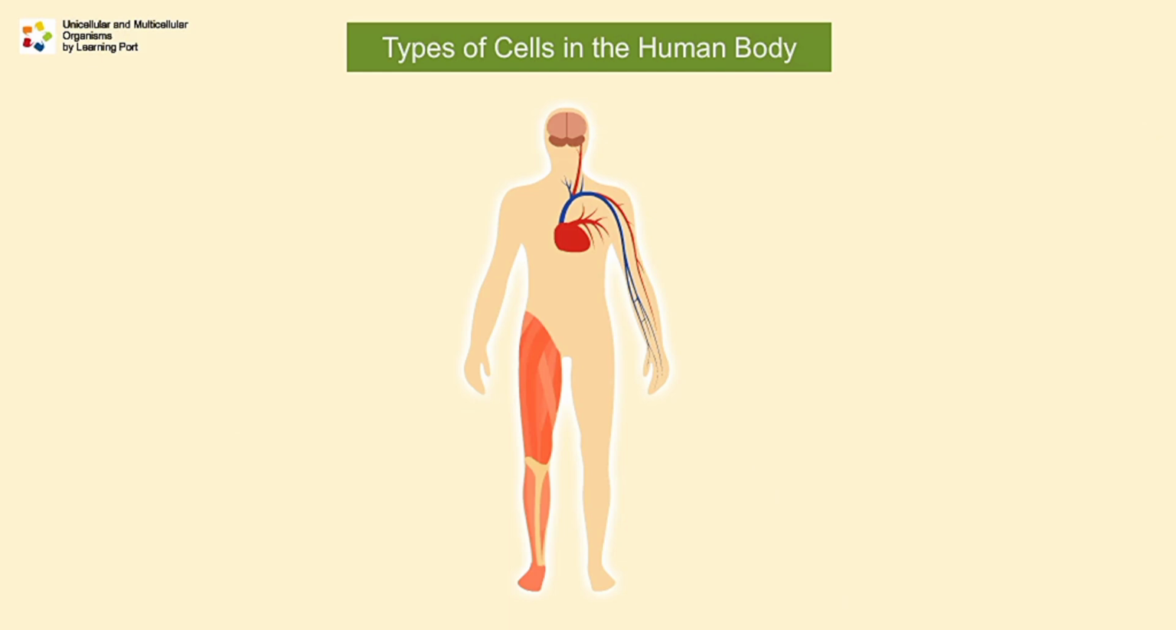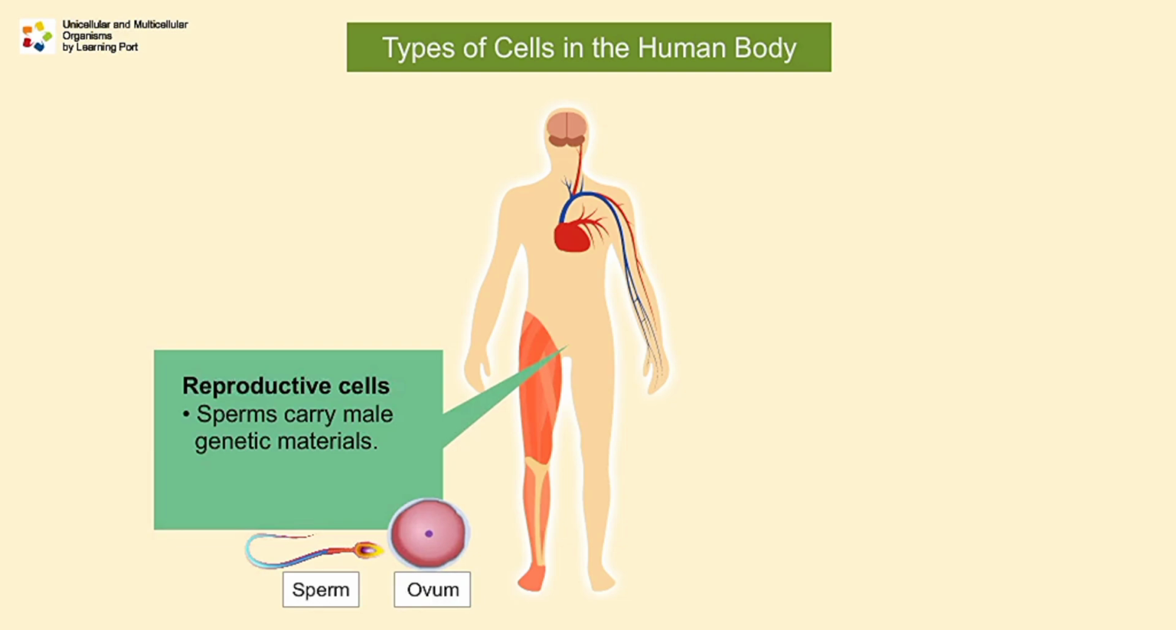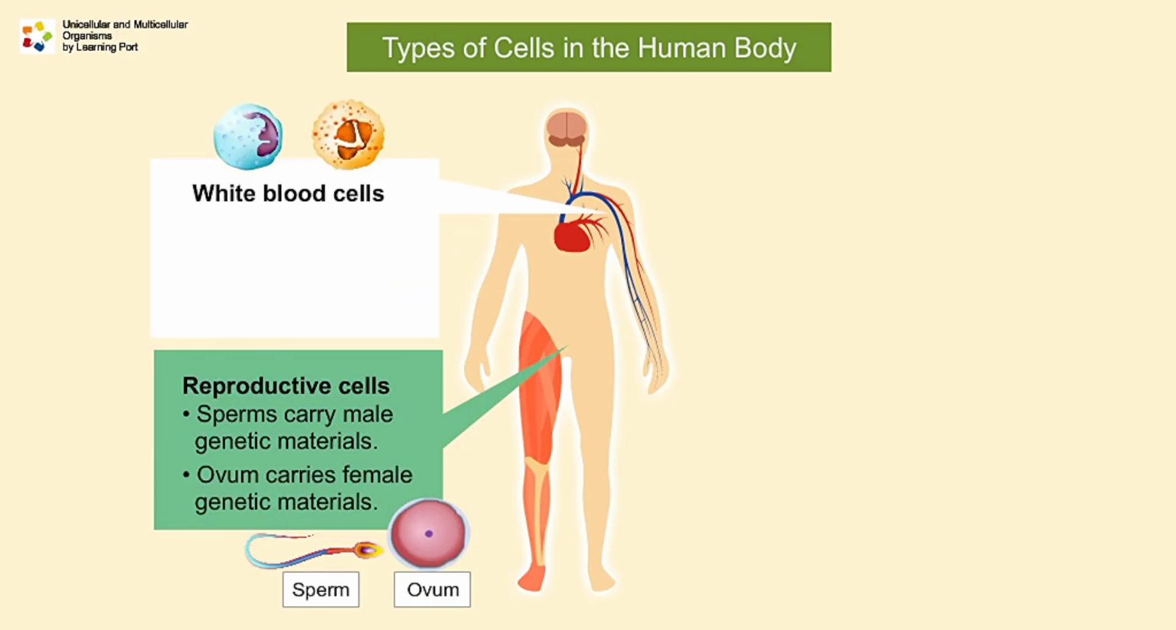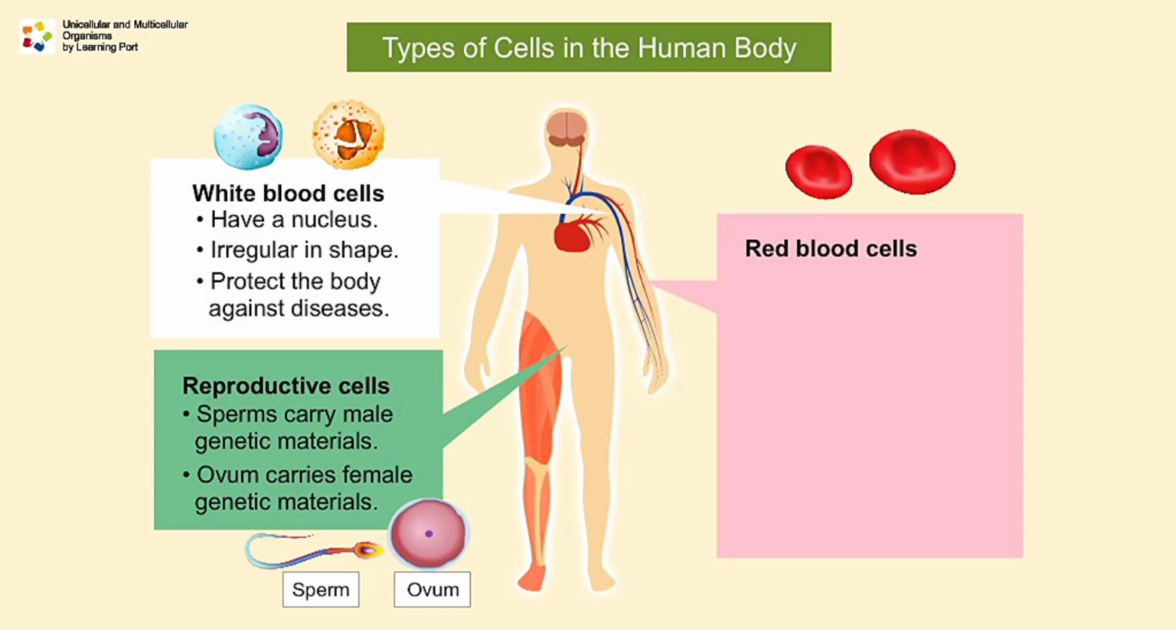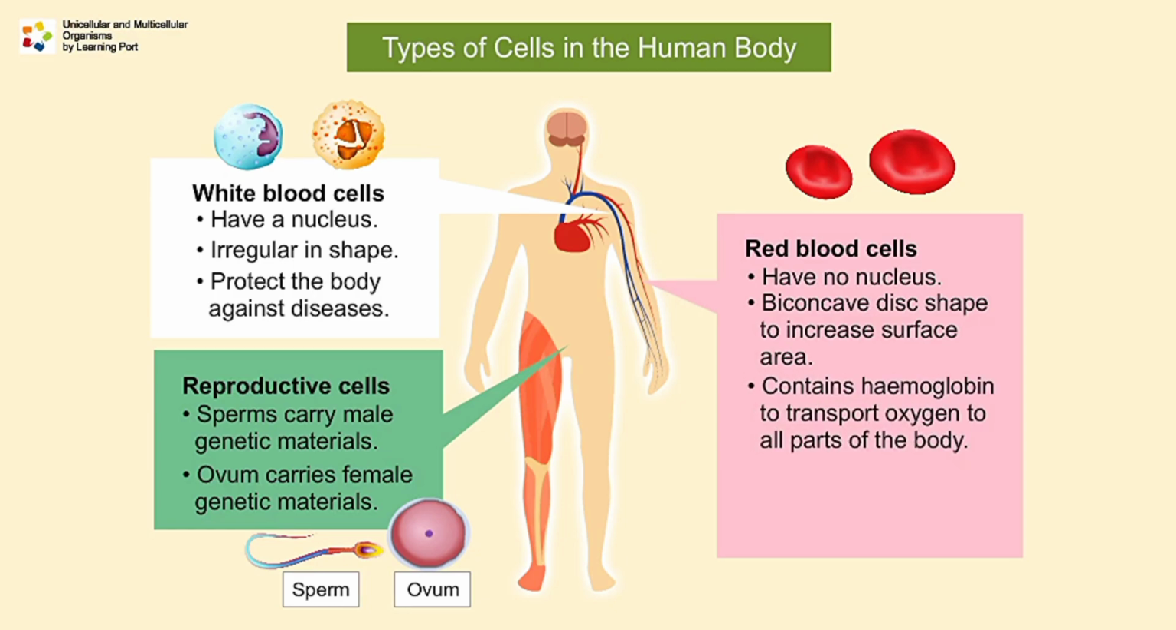The reproductive cells are the sperm and ovum. Sperms carry male genetic materials, while the ovum carries female genetic materials. The white blood cells have a nucleus, are irregular in shape, and protect the body against diseases. The red blood cells have no nucleus, and they have a biconcave disc shape to increase the surface area. The red blood cells also contain hemoglobin to transport oxygen to all parts of the body and transport carbon dioxide from the body cells to the lungs.